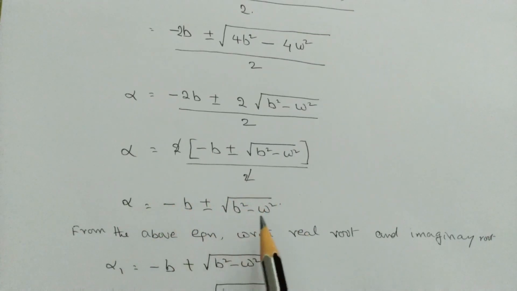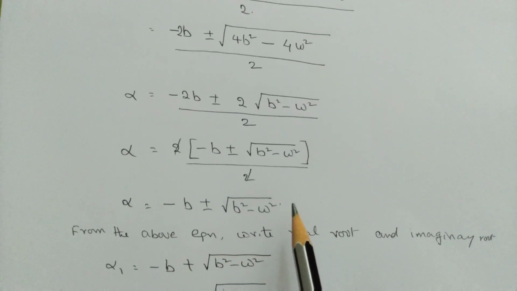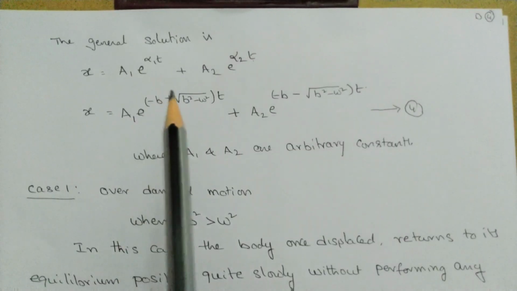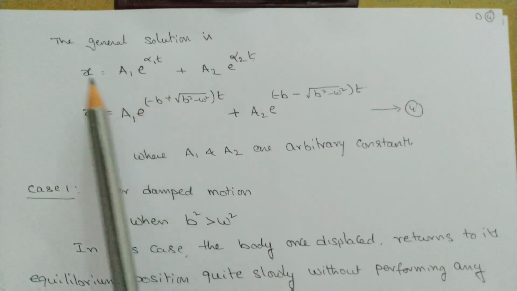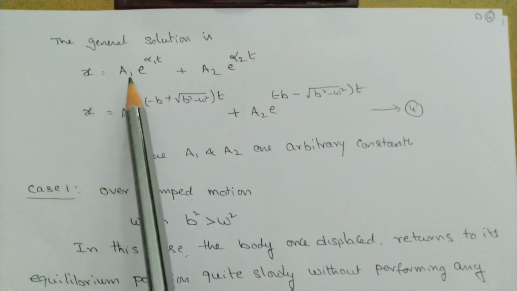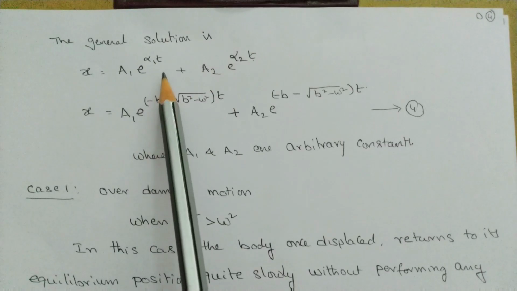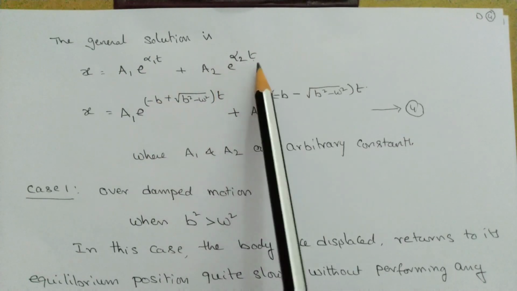Here we got two roots. One is a real root, another one is an imaginary root. Let alpha 1 be equal to minus b plus root of b square minus omega square. It is a real root. Then alpha 2 is equal to minus b minus root of b square minus omega square, an imaginary root. By using these two roots, the general equation will be x is equal to a1 into e power alpha 1 into t plus a2 into e power alpha 2 into t, since there are two roots.